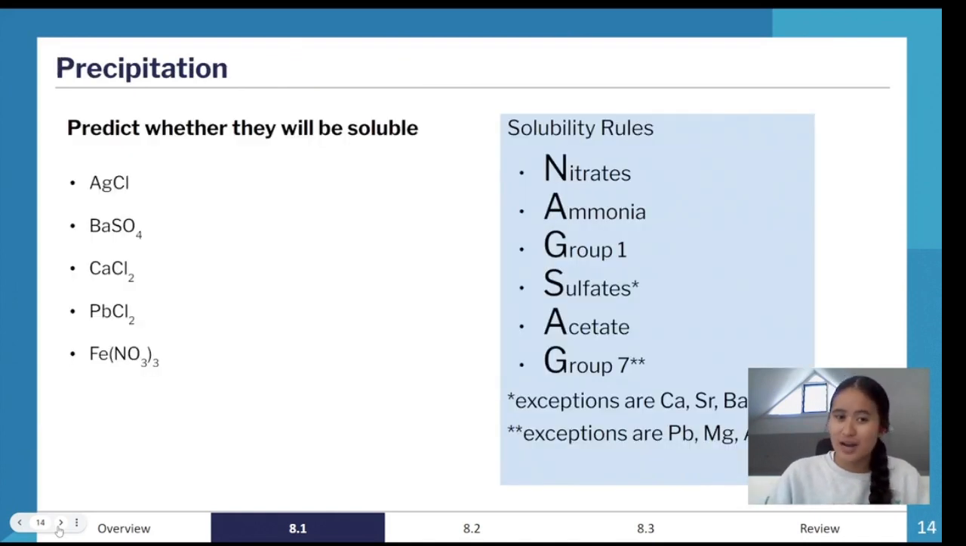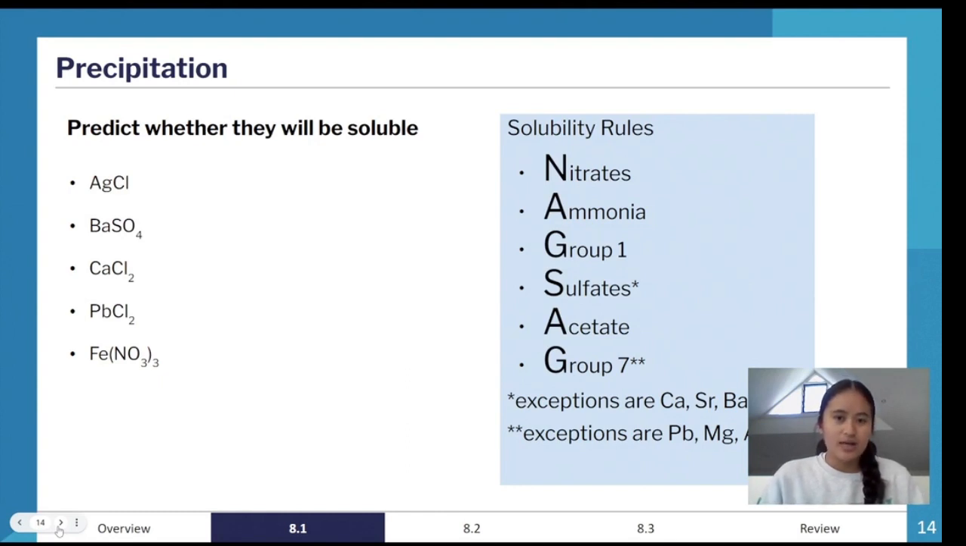So we'll do a little bit of practice, predicting whether these will be soluble following the solubility rules. Silver chloride is a group 7, so they are all soluble except for when with lead, magnesium, or silver. Since this is silver chloride, it is insoluble, so it would form a precipitate.